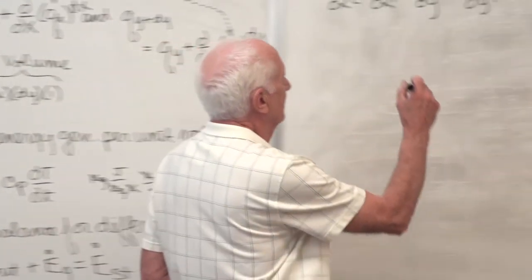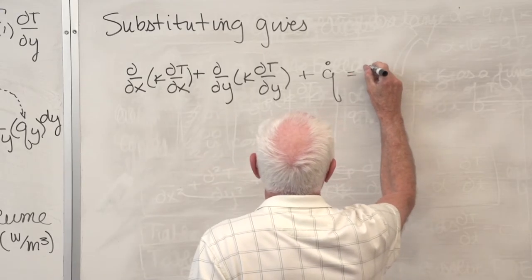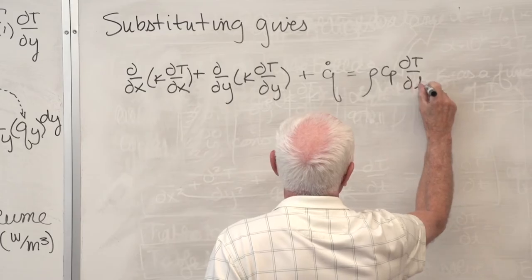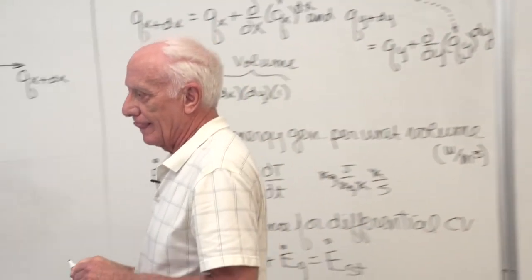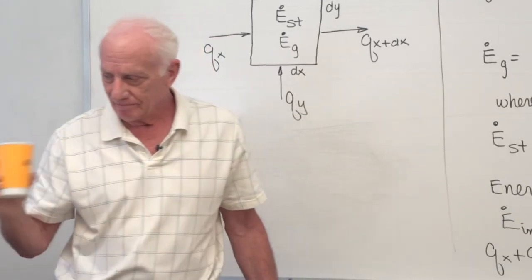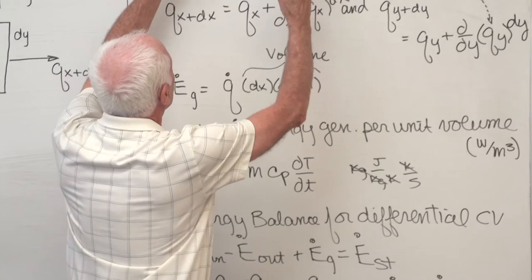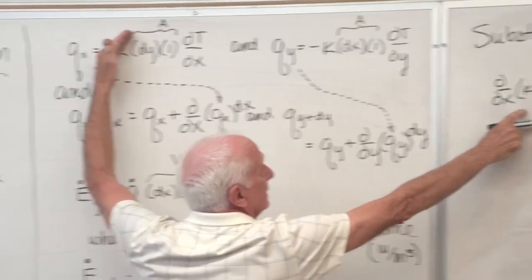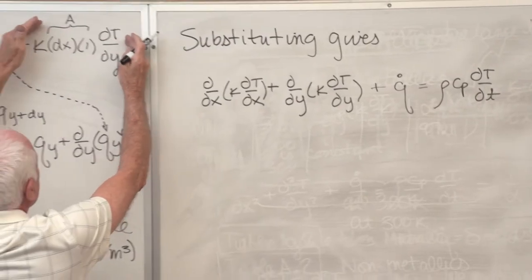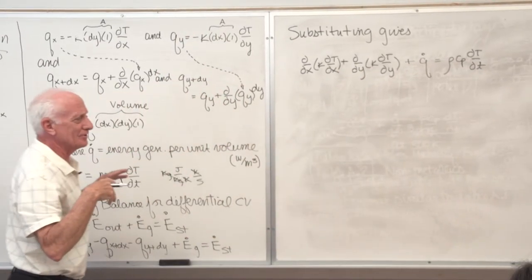Plus Q dot equals rho Cp dT d time. So you can see there's k dT dx, k dT dx. There's a partial with respect to x there. There's k dT dy, k dT dy. There's a partial with respect to y. It kind of follows fairly easily.